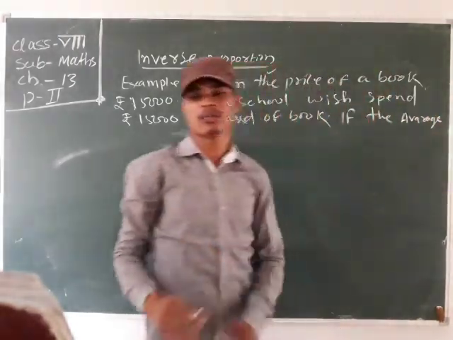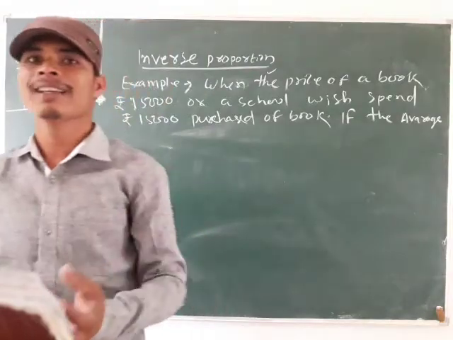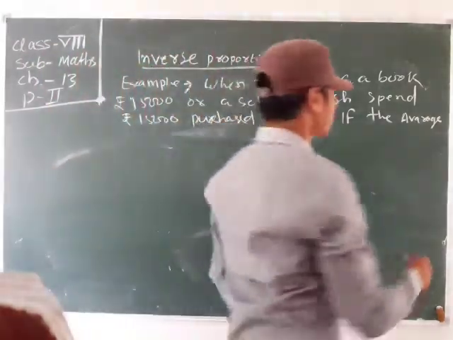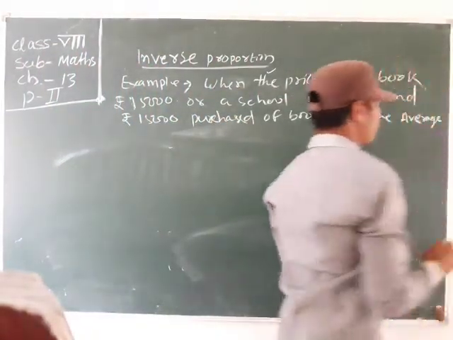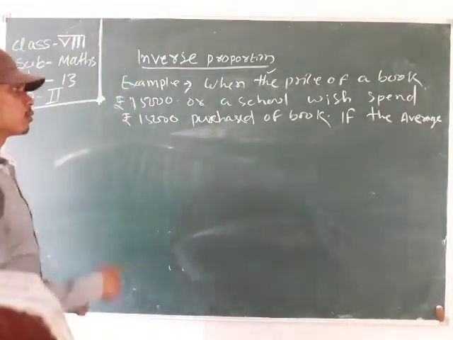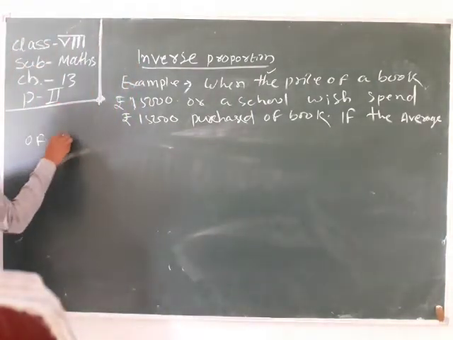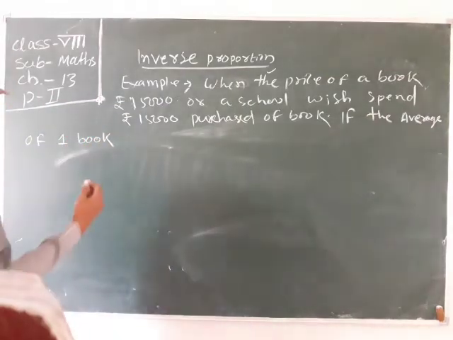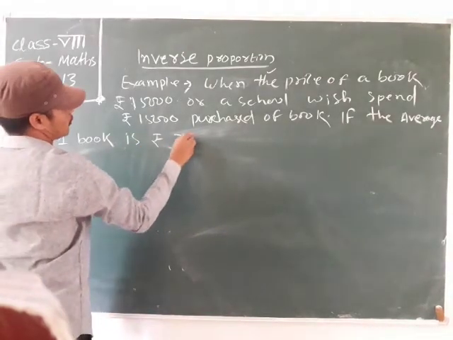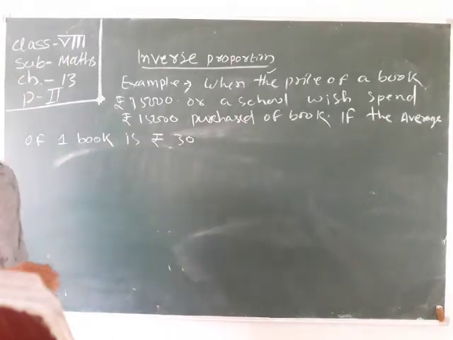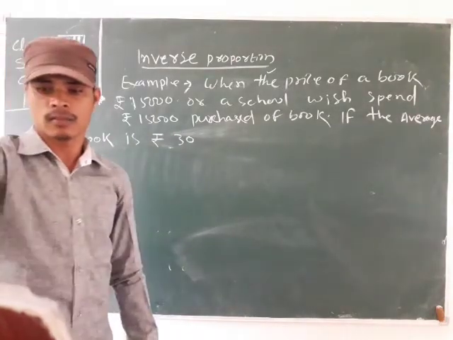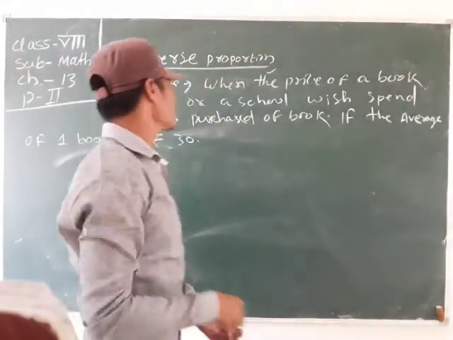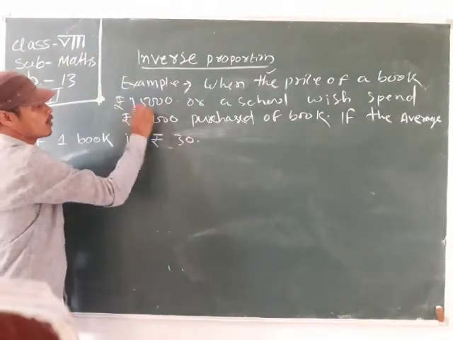Average means that when we take many things and add all of them, we find the average amount spent. So the average cost of one book is given. Suppose we take it as rupees 30. Then if one book costs 30 rupees, how many books can we purchase with rupees 15,000?